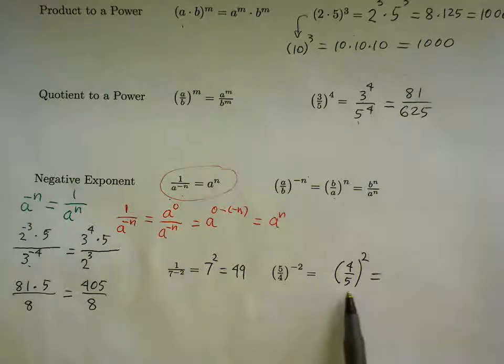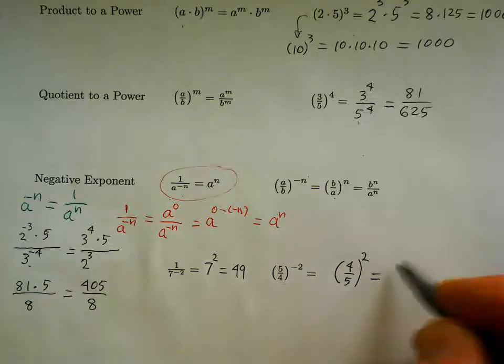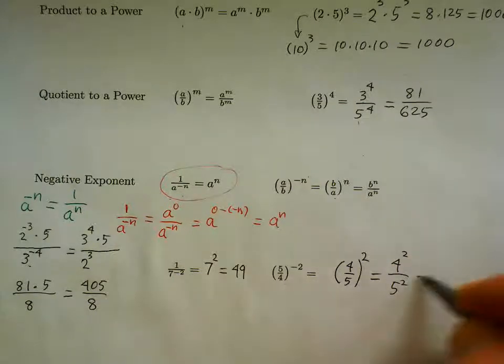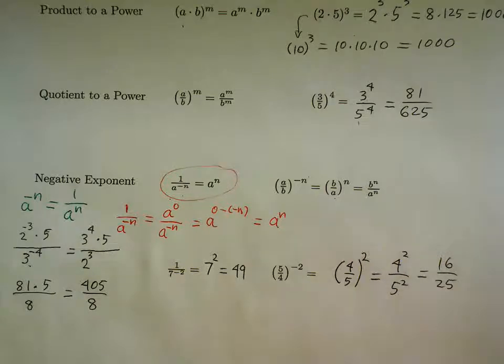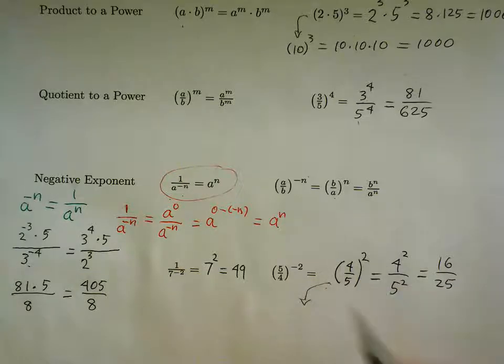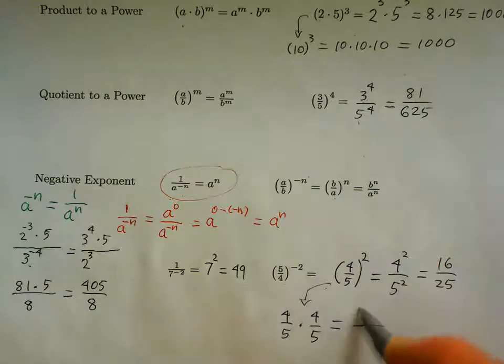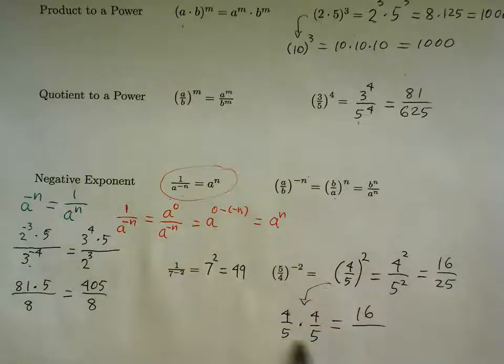And you can simplify this in a couple of ways. We can apply the quotient to a power property. So this is 4 to the 2nd over 5 to the 2nd, or 16 over 25. Or an alternative, 4/5 to the 2nd, that means 4/5 times 4/5. And then when we multiply fractions, we multiply the numerators. 4 times 4 is 16. Multiply the denominators. 5 times 5 is 25.